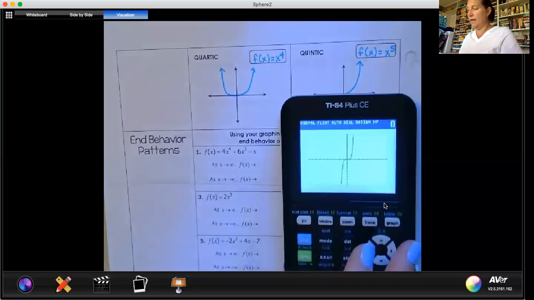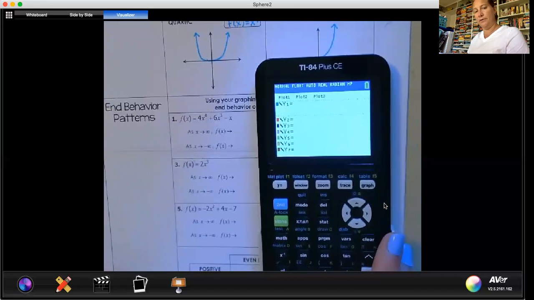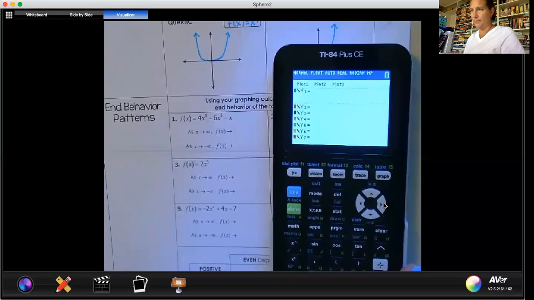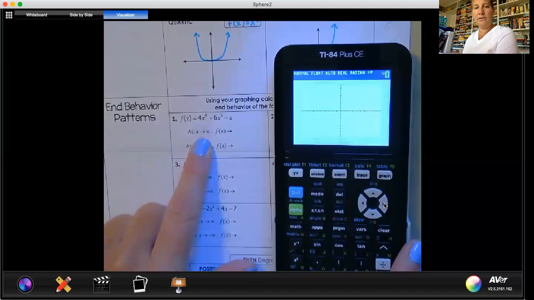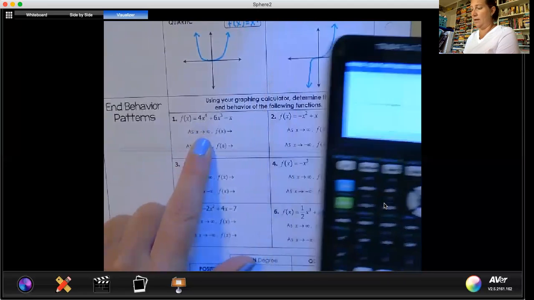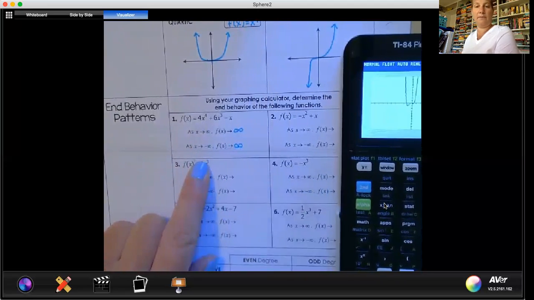Now we're going to use our graphing calculator, and we're going to graph each of these functions, and we're going to do our end behavior. I'm going to do the first 2, and you guys are going to do the last 4. So 4x to the 4th plus 6x to the 3rd minus x. As x approaches infinity, f of x is going up to infinity, and as x approaches negative infinity, it's also going up to infinity.